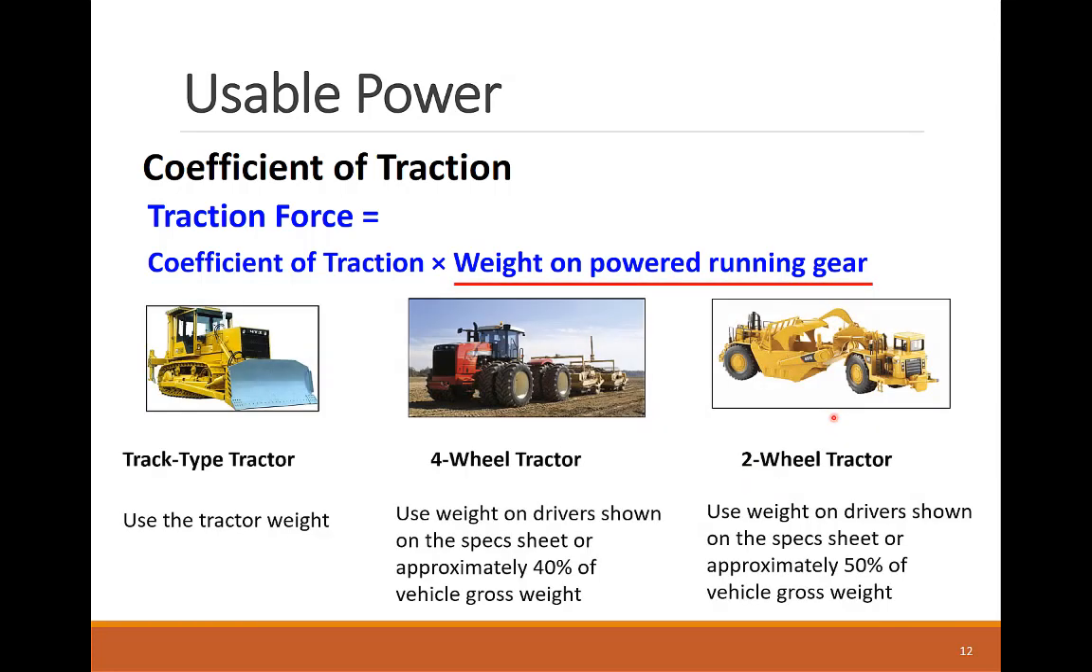The weight on the powered wheel depends on the equipment type. This is why four-wheel drive cars are better than front or rear wheel drive cars, because 100% of the weight is applied at the traction between the powered wheels and the soil. The percentage of the equipment weight to be used for traction calculations is provided in the equipment manual or specifications. For track-mounted equipment, we don't have wheels, so 100% of the weight is applied in the coefficient of traction calculation.